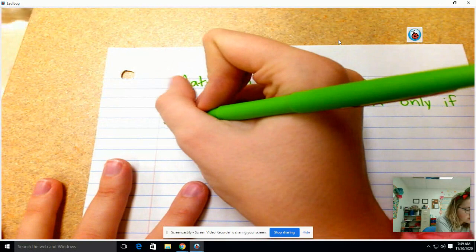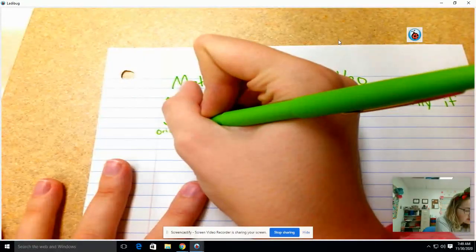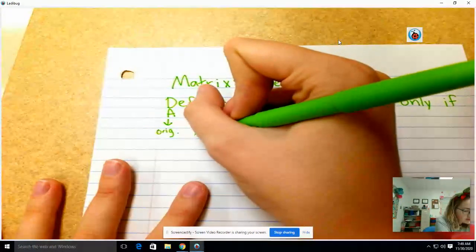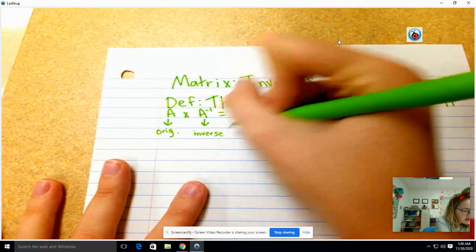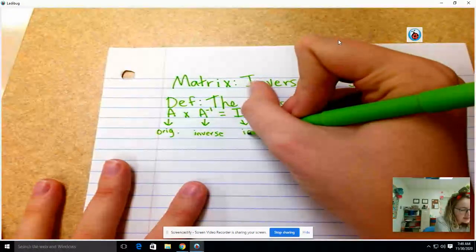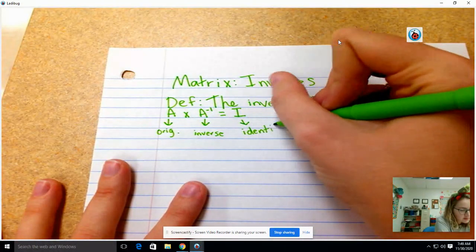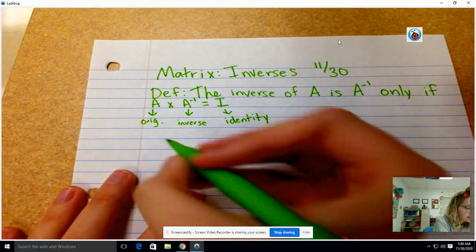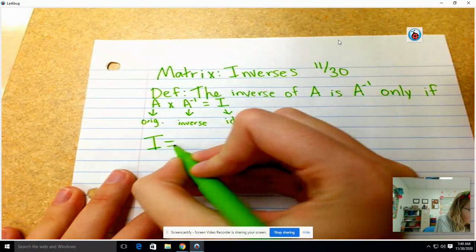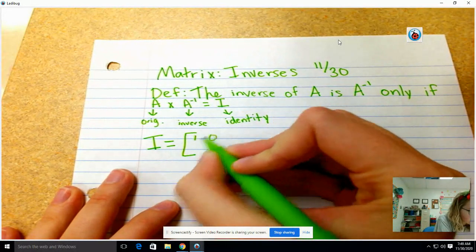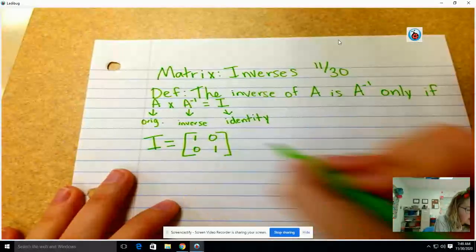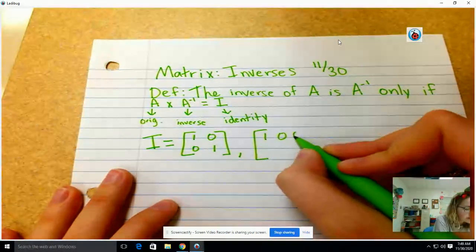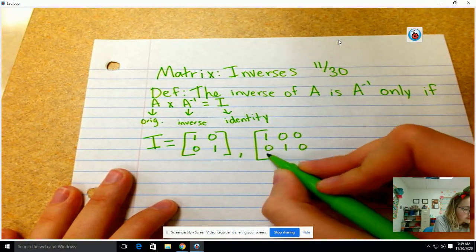So A is your original matrix. This is your inverse matrix. And I stands for the identity matrix. So the identity matrix, if you're dealing with a 2 by 2, is going to be 1, 0, 0, 1. If you're dealing with a 3 by 3, it's going to be 1, 0, 0, 0, 1, 0, 0, 0, 1.